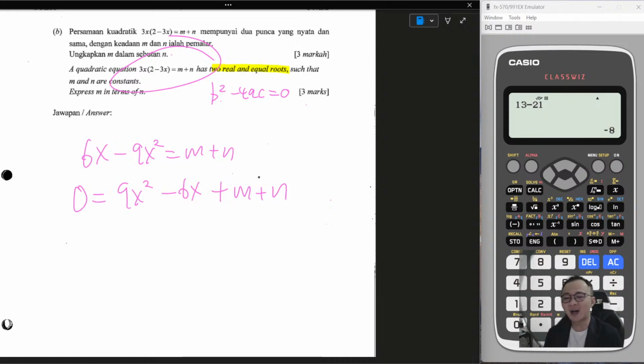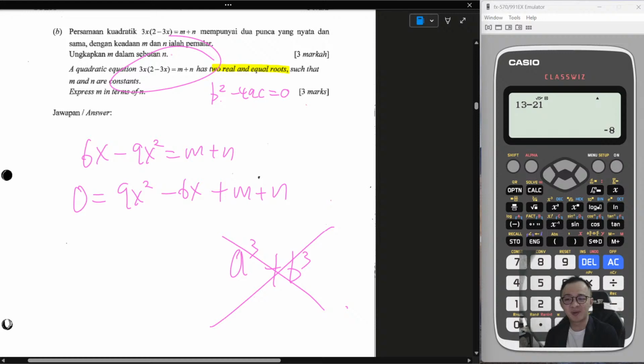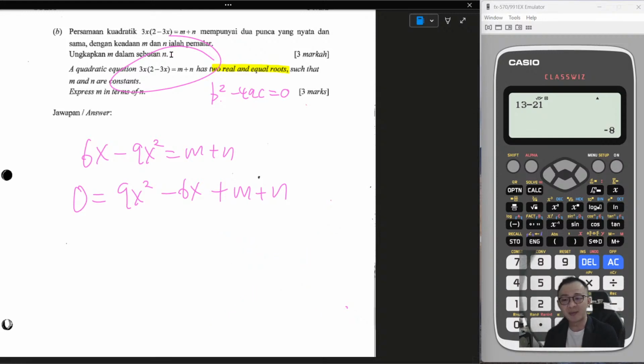In SPM, I don't think it's possible that you go up to power 3. The student asked me how to expand a plus b cubed, right? No, I never see this in SPM. If you are a UEC student, then maybe yes, you need to memorize up to power 3. SPM maximum is power 2 for those types of questions. Definitely for differentiation and integration, we can go to a higher power.